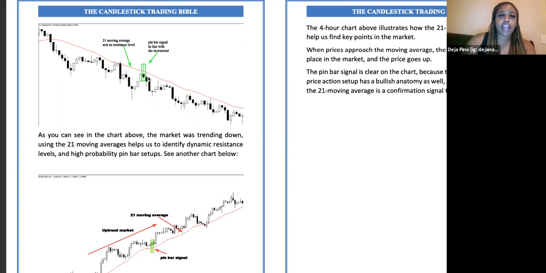That's pretty much what it's doing. It went to the trend line, gave us a signal, and then you were able to take it here, or most likely on the next candle, you were able to take that down. It says, as you can see in the chart above, the market was trending down. Using the 21 moving average helps us to identify dynamic resistance levels and high probability pin bar setups.